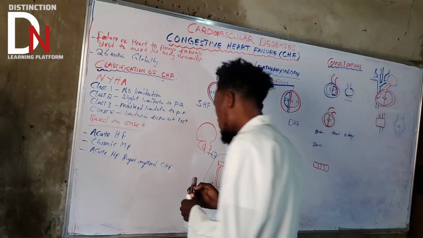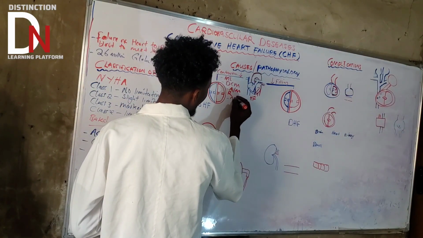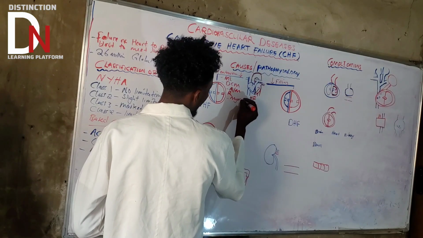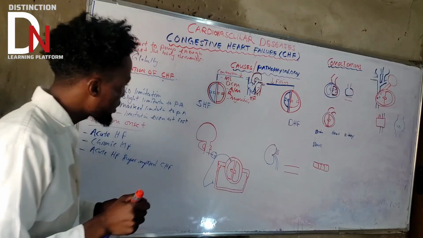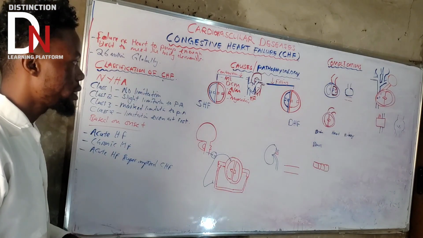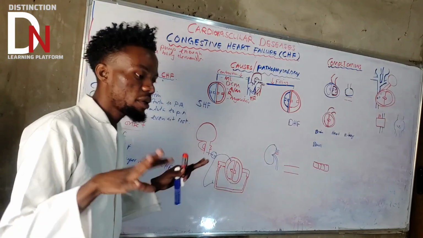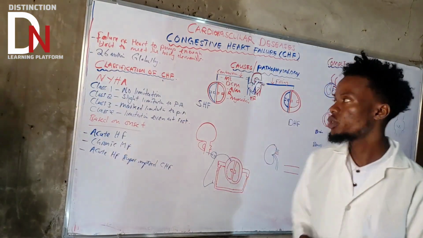Now what is the other one? Myocarditis. The other important disease that can cause reduced contraction is myocarditis. Basically, we'll just talk about the four most common causes of systolic heart failure.